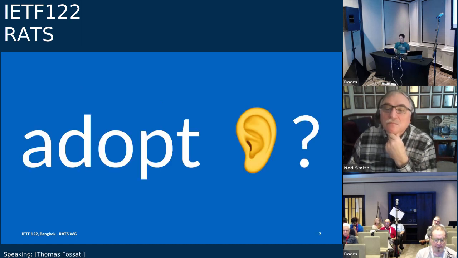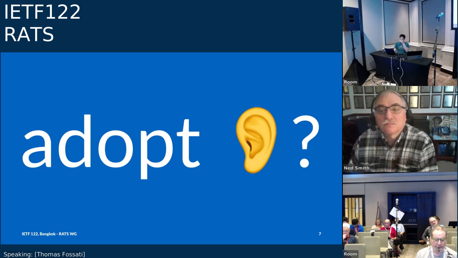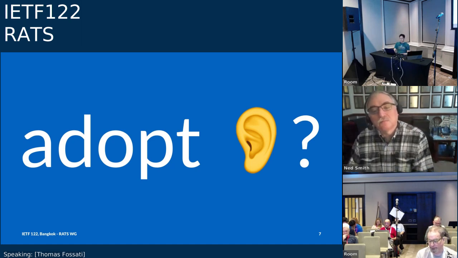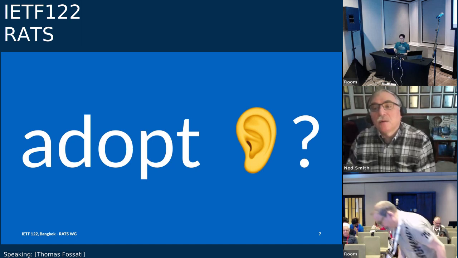Next is a question about adoption. There's been discussion on the mailing list, not a clear call for adoption, but some discussion regarding that. And Kathleen, Carl, and MCR, if I remember correctly, were positive about this. So we want to ask the working group more explicitly whether they want to adopt this draft or not. Thank you very much. I'm done.